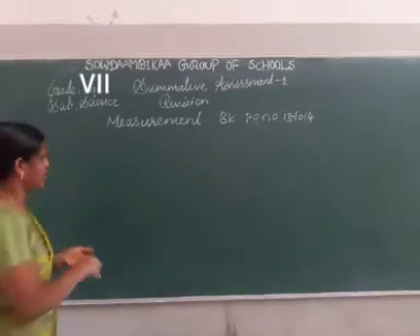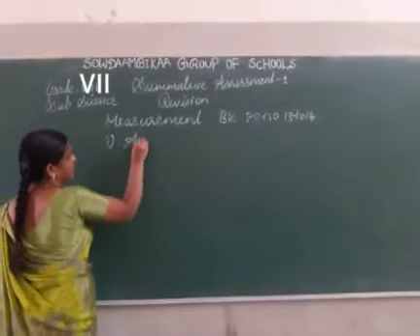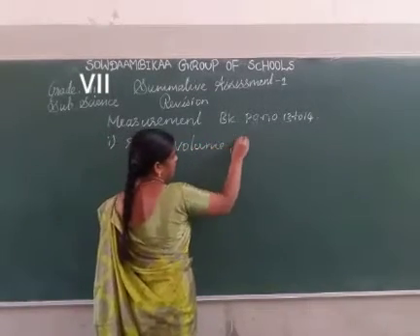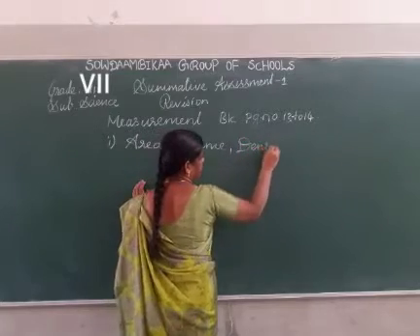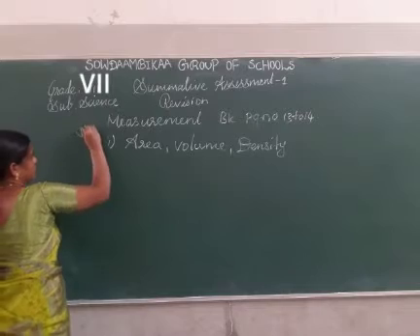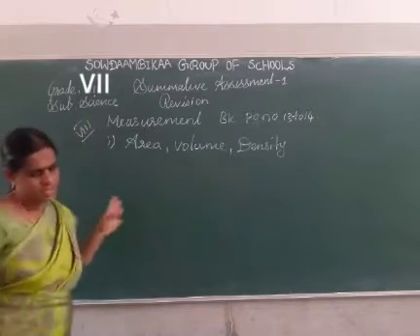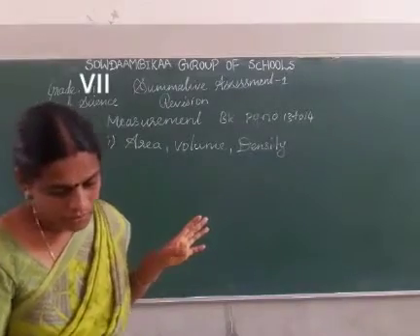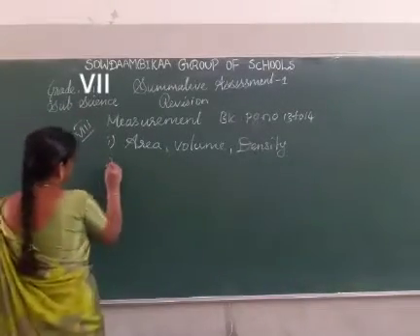Okay, first question, what I have to write? Area, volume and density. Okay, Roman letter 8, first question. Second question, give the value of 1 light year. Okay, 1 light year, second question.